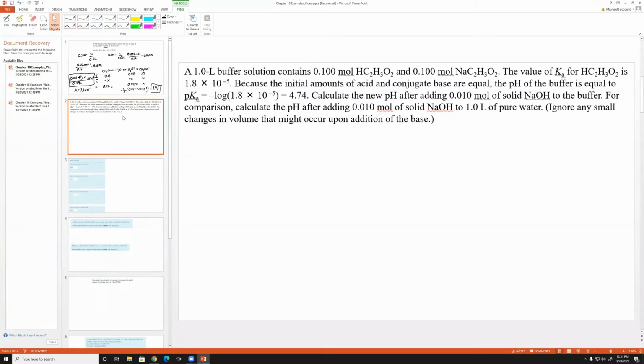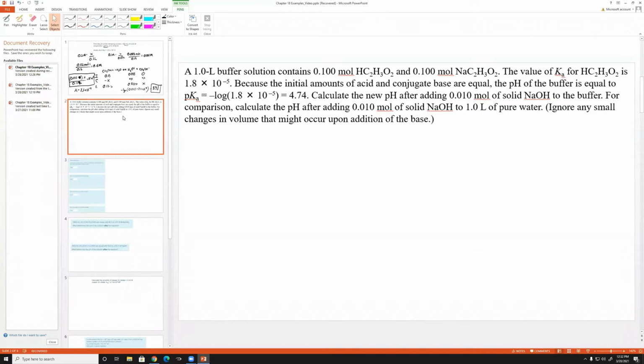Okay, moving forward. A 1 liter buffer solution contains 0.1 molar acetic acid plus 0.1 molar sodium acetate. So that's a buffer solution. The value of the Ka is given. Because the initial amounts of acid and conjugate base are equal, the pH of the buffer is equal to the pKa, the negative log of the Ka. So pH equals pKa when the acid and conjugate base components of the buffer are in equal concentration or equal moles. And that's because of the Henderson-Hasselbalch equation.